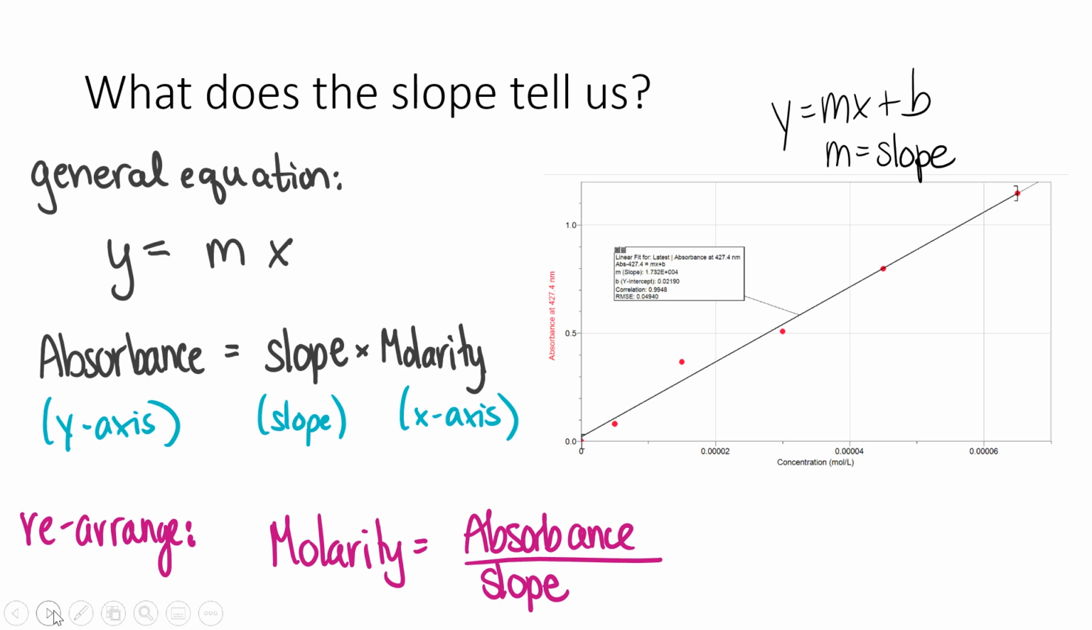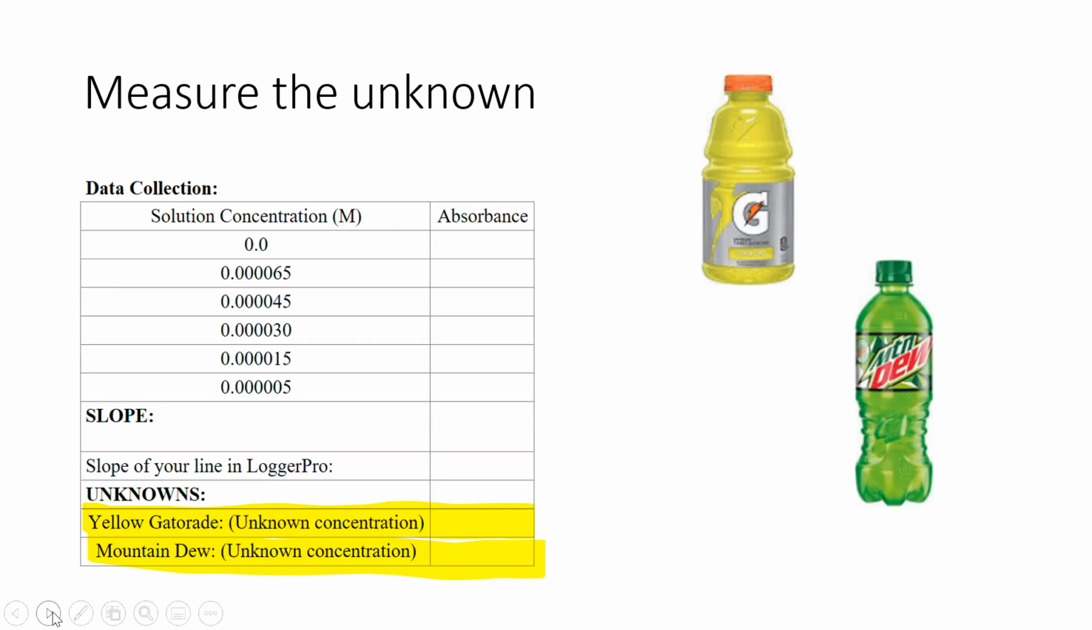So you've got a graph. That leads us to the last part, which is measure the unknown. So we had some Gatorade and some Mountain Dew sitting out in the front of the room. If you didn't get the data for that yet, we could always get some later. But you should have some absorbance written down for your Gatorade and for your Mountain Dew. You don't have to push any buttons, just put it in there and measure the absorbance.